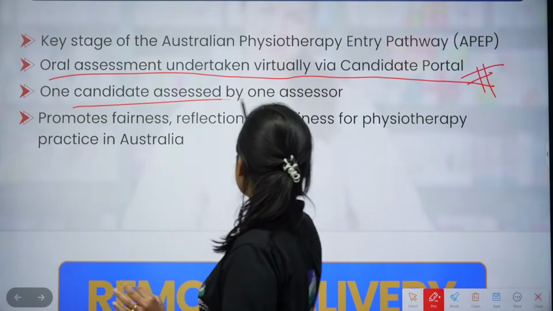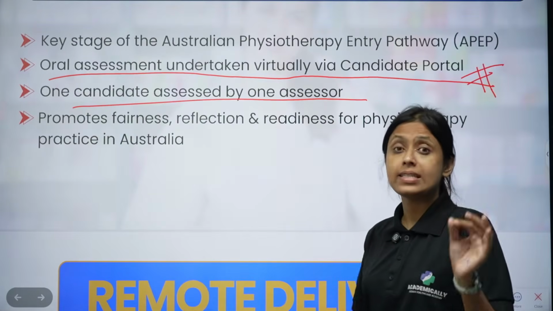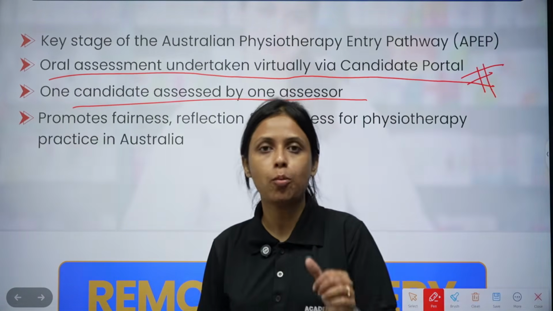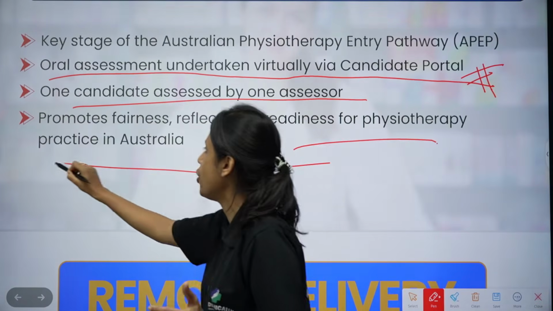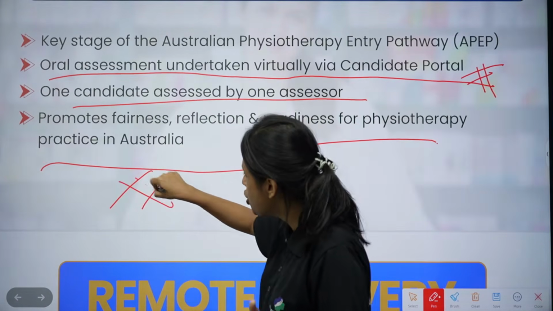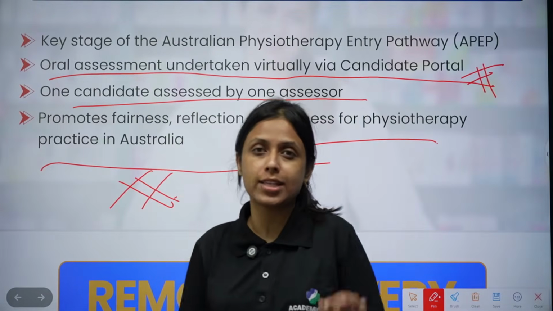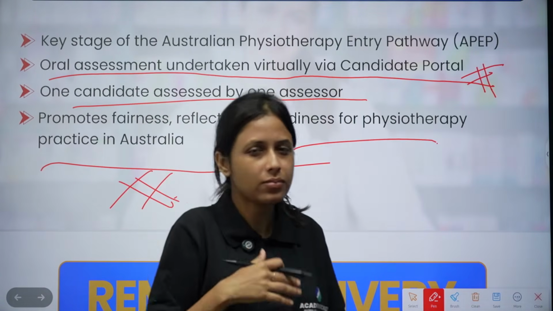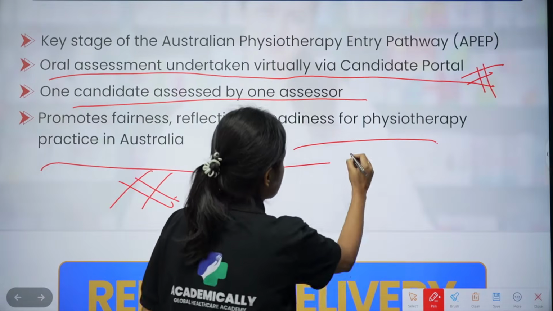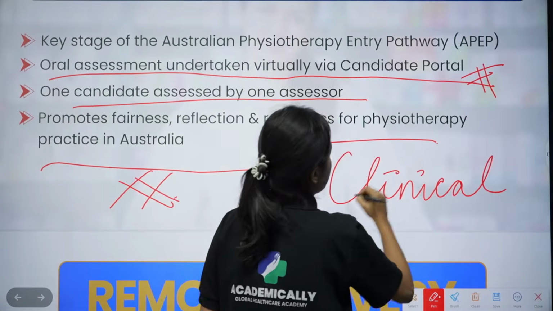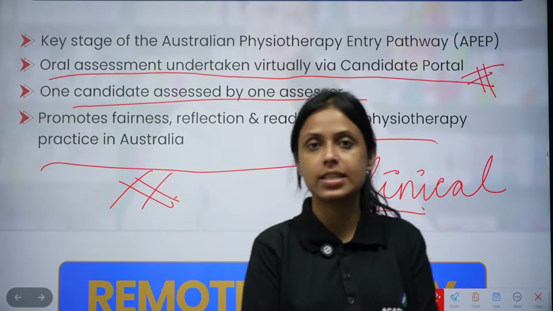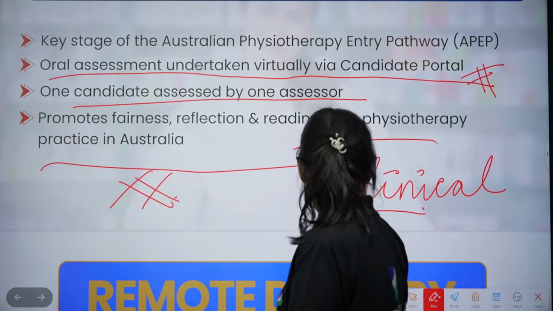One candidate is assessed by one assessor. What is the significance of this? It promotes fairness, reflection, and readiness for physiotherapy practice in Australia. That is the major goal of this. They are not going to assess your theory skills. The one thing they will assess is your clinical skills. Clinical skills are the major portion which will be assessed in this Viva examination.